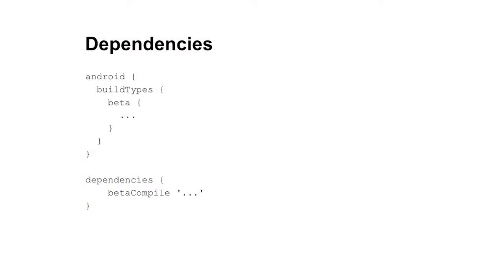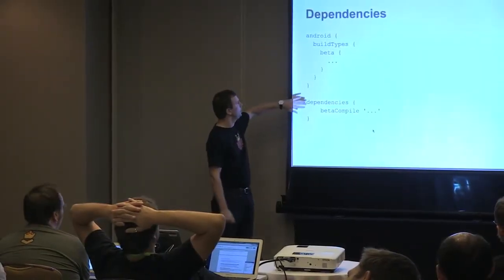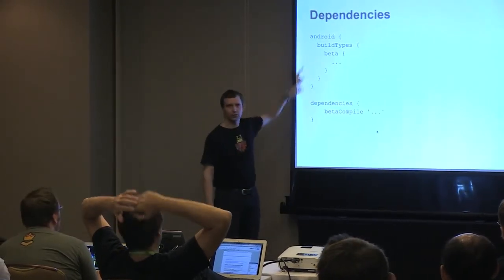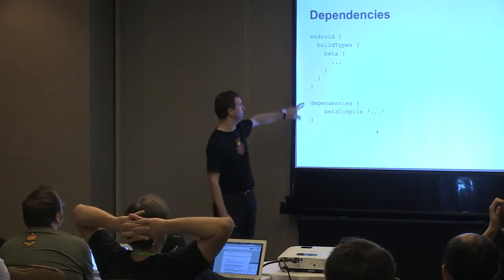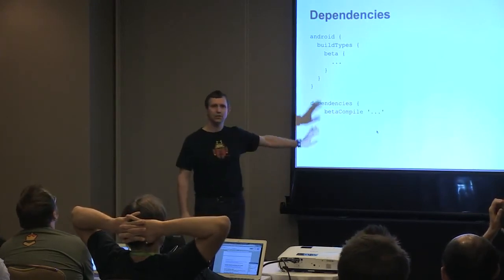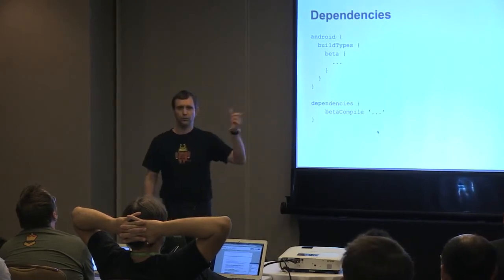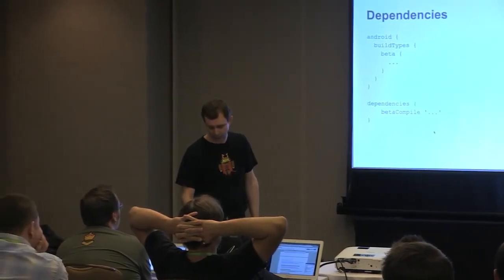Dependency is very similar to regular Gradle. The only thing that you have to be careful about, and that's why I'm showing it here, is that it's only when we evaluate the beta build type that we're going to create the configuration automatically. So you have to put the dependency scope after. It's not a problem, because anyway they're used only at runtime. But if you put it before, it will say, hey, beta compile, I don't know what that is. So you just have to put it after.